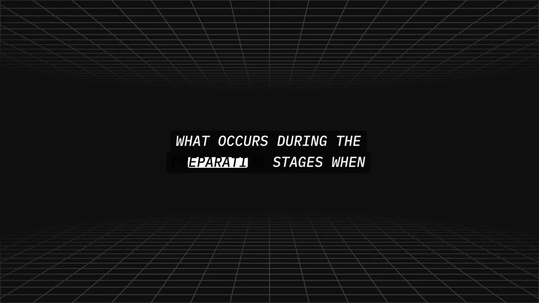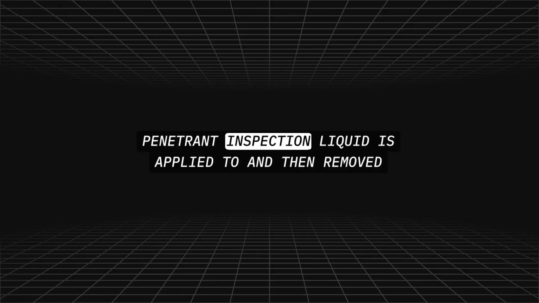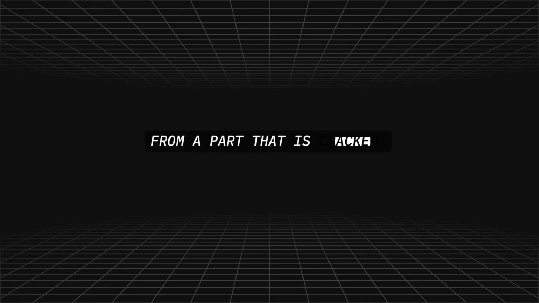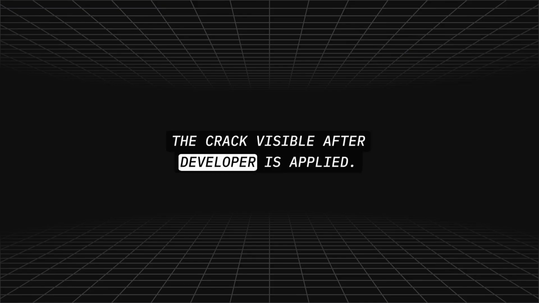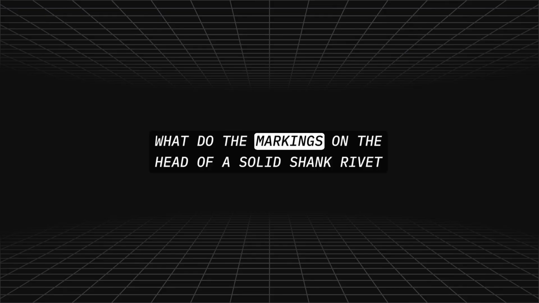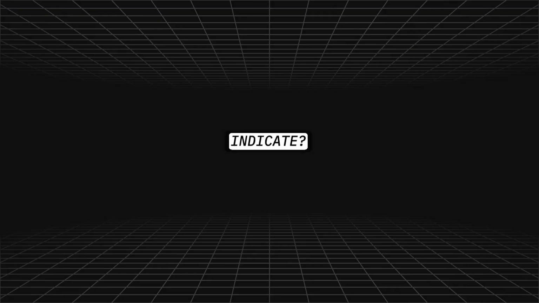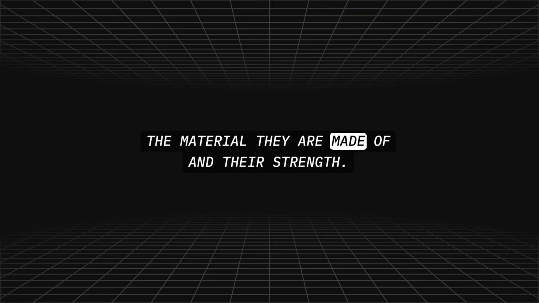What occurs during the preparation stages when penetrant inspection liquid is applied to and then removed from a part that is cracked? Penetrating liquid enters the crack and remains there to make the crack visible after developer is applied. What do the markings on the head of a solid shank rivet indicate? The material they are made of and their strength.